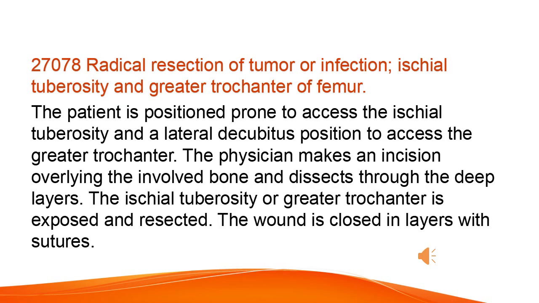Radical resection of tumor or infection, ischial tuberosity and greater trochanter of femur. The patient is positioned prone to access the ischial tuberosity, in a lateral decubitus position to access the greater trochanter. The physician makes an incision overlying the involved bone and dissects through the deep layers. The ischial tuberosity or greater trochanter is exposed and resected. The wound is closed in layers with sutures.